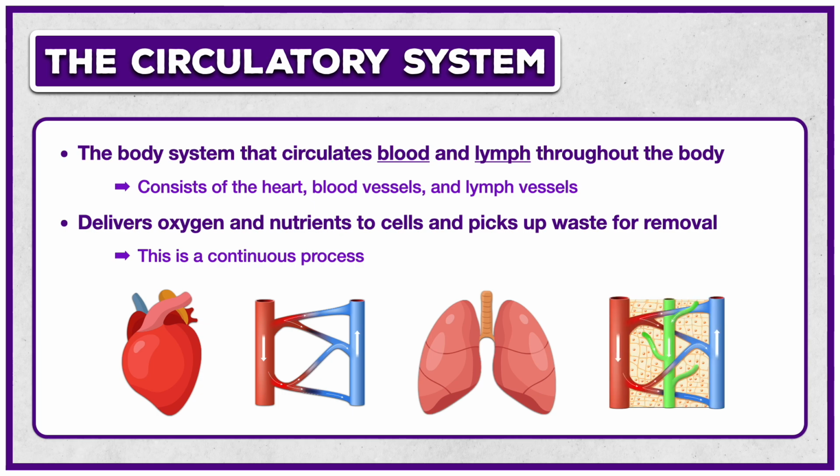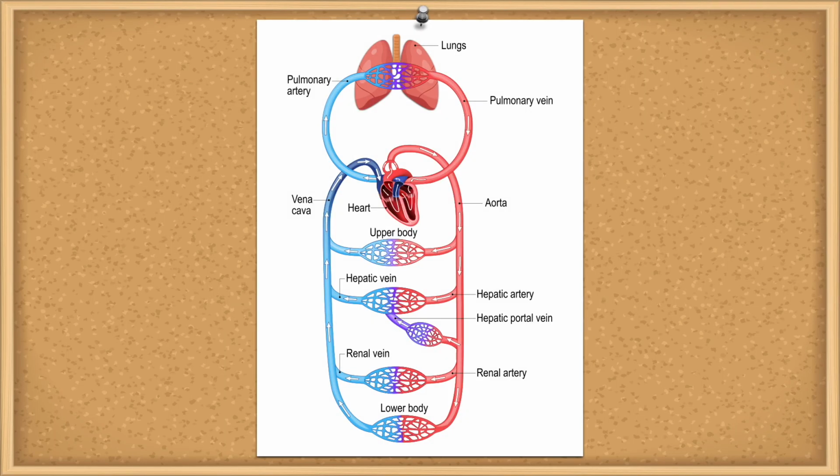Then we also have the lymph vessels, which run alongside the blood vessels and branch into tissues. Here's an illustration of the path that blood takes in the body. The blue blood vessels indicate deoxygenated blood. It enters the right side of the heart and gets pumped to the lungs, releasing carbon dioxide in exchange for oxygen. Oxygenated blood is then carried away from the lungs and returns to the heart, which can pump it through the aorta to the rest of the body.